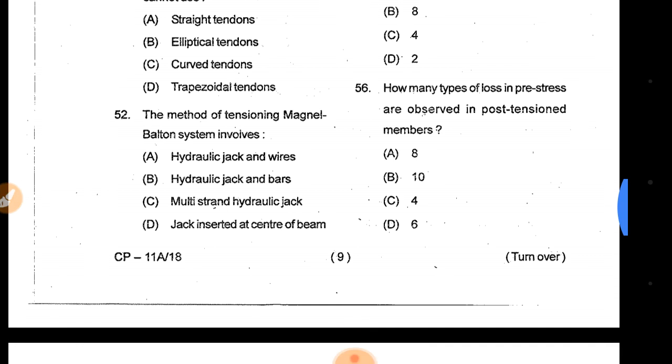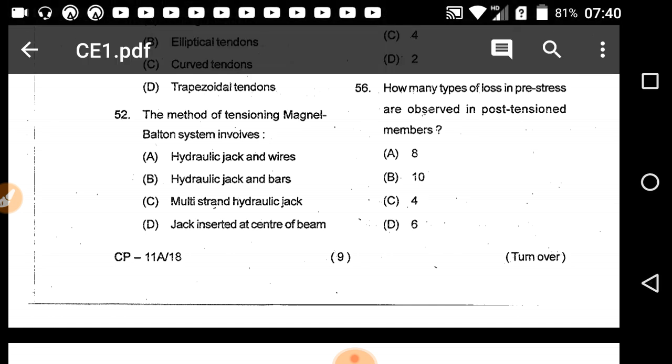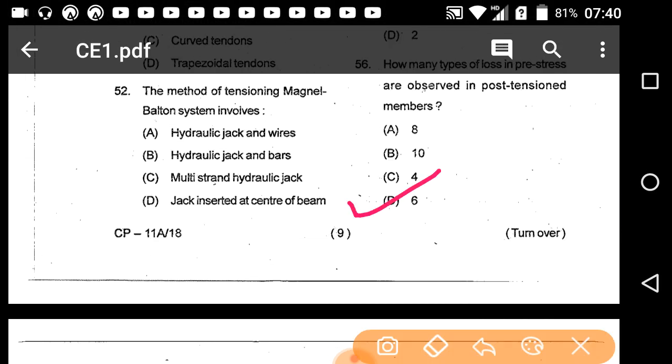How many types of losses in pre-stress are observed in post-tension? Okay, post-tension. So the correct option is option D, that is 6. First, losses due to elastic deformation of concrete. Second, losses due to relaxation of stress in steel. Third, losses due to creep in concrete. Fourth, losses due to shrinkage of concrete. Fifth, losses due to slip of anchorage. Sixth, losses due to friction.